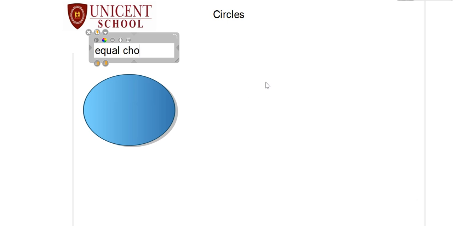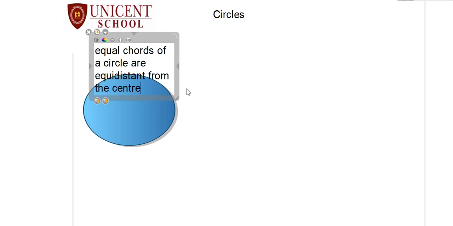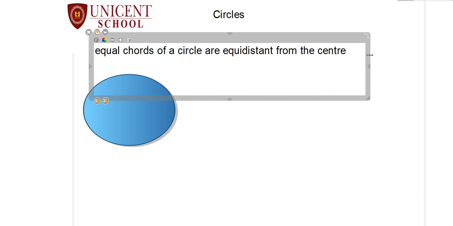Equal chords of a circle are equidistant from the center. This is the theorem statement.